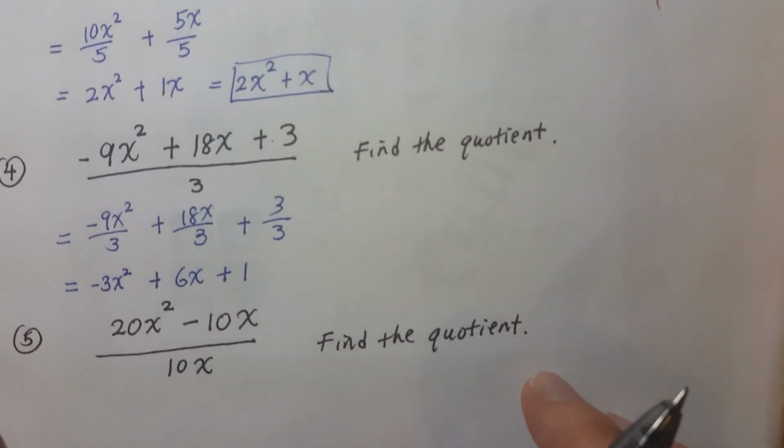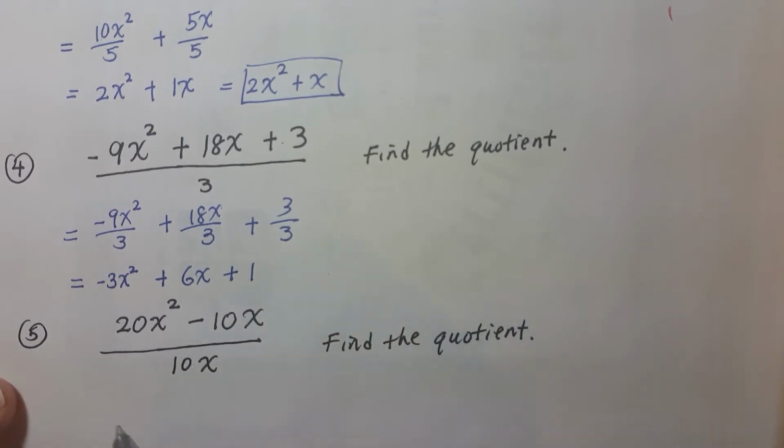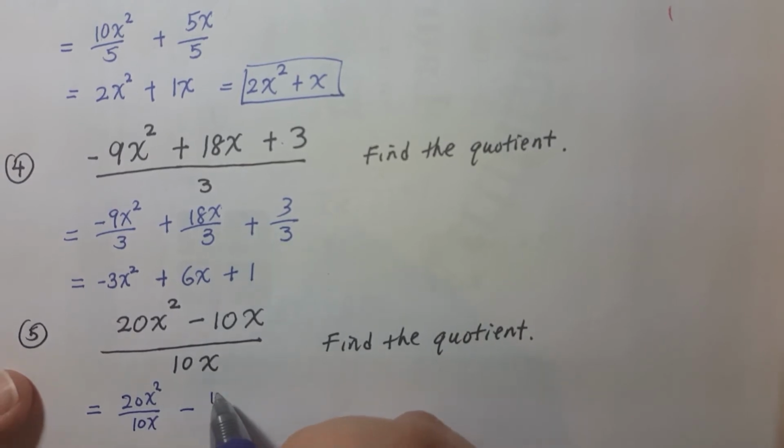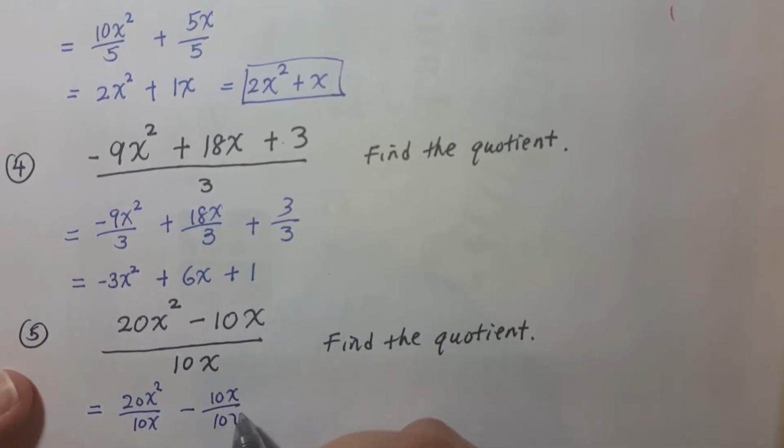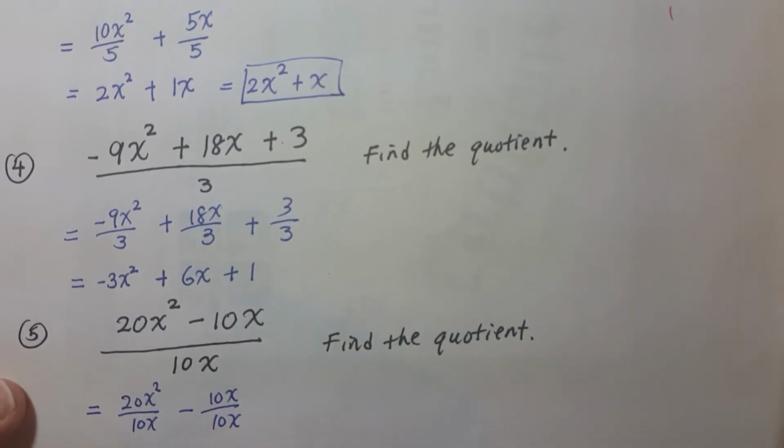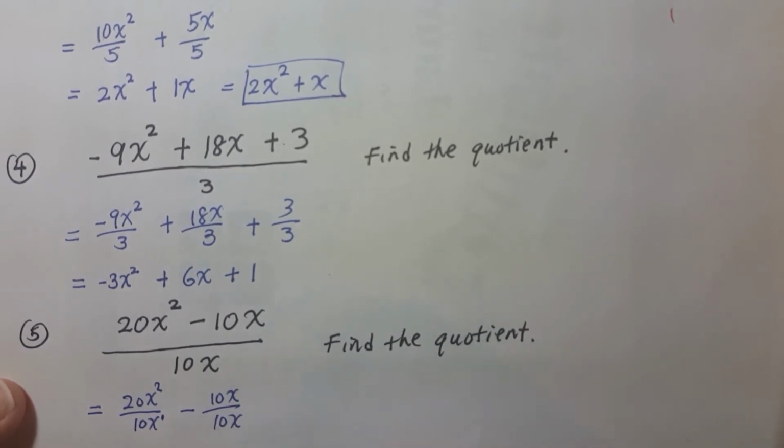Now let's go to question number 5. So same idea, we're going to use each divided by 10x. 20x squared divided by 10x minus 10x over 10x. Now 20 divided by 10 is 2. And then we subtract the exponent. So x stays the same, 2 minus 1. You get 1. And then 10x divided by 10x, it's divided by itself, equals 1. So minus 1. So the final answer is 2x minus 1.